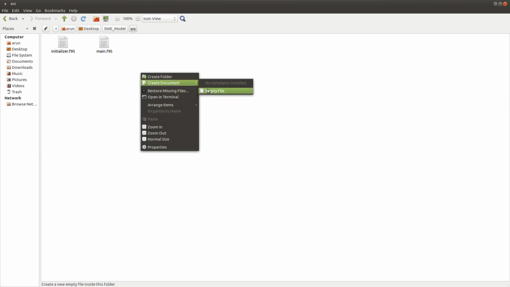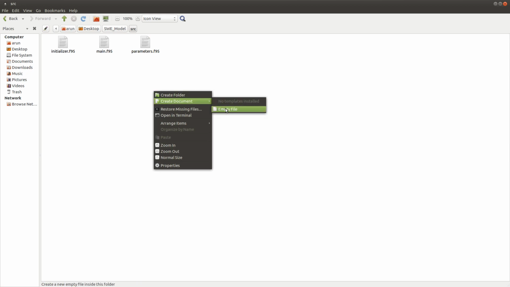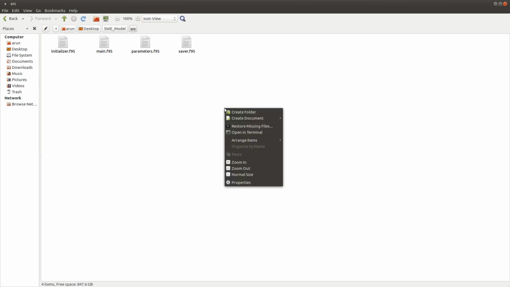The next, let's create a parameter file, parameters.f95. This is going to contain all the value constants and variables for the model. And then the fourth one is going to be the saver module, saver.f95. This is the file that is going to have the subroutines to save the data into a NetCDF file.